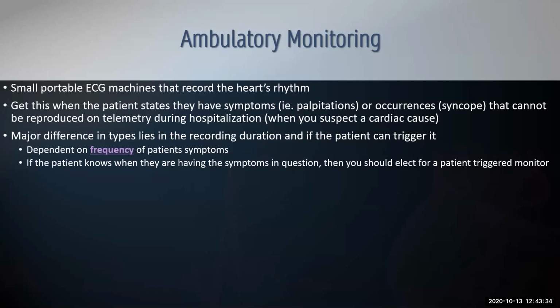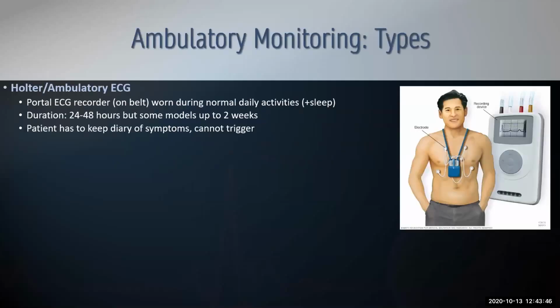If they're having symptoms on a every 6-month basis, you're not going to do a 48-hour Holter, right? That makes no sense. You need to find out how frequent the symptoms are, and then based on that frequency, what testing modality is more likely to capture that. So you have your Holter. What are your different options?